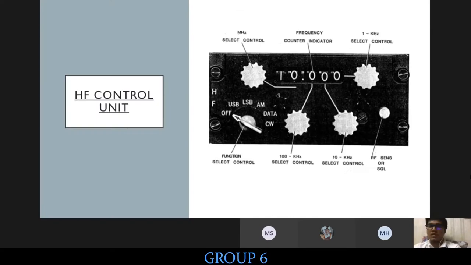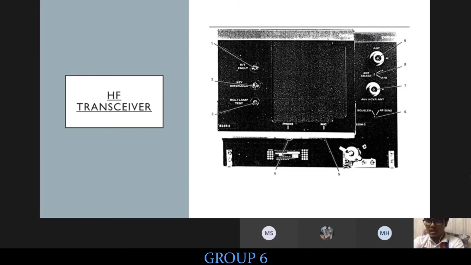This is the high frequency control unit. From the first on the left side is select control, in the middle is the frequency counter indicator 1 kHz, and on the right is select control also. The bottom left side is the function select control of USB, AM, data, and the bottom middle is select control also for 100 kHz, and next is for 10 kHz. Jump to the next slide, the HF trunk receiver. Take a look at it and go to the next slide.